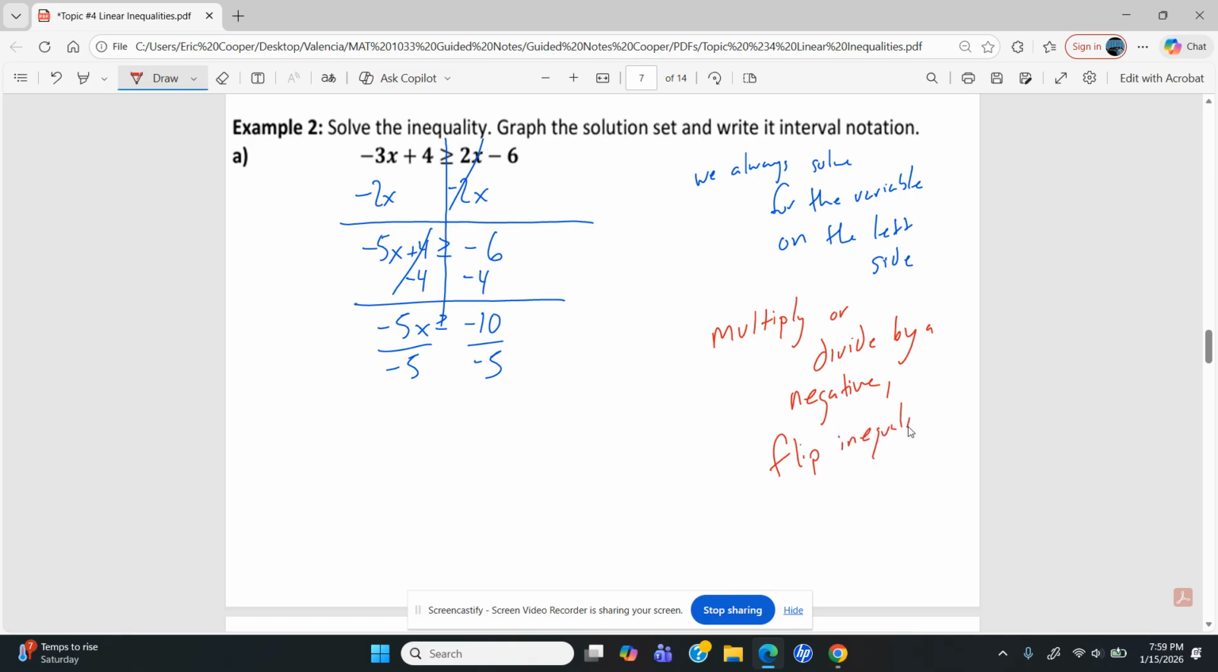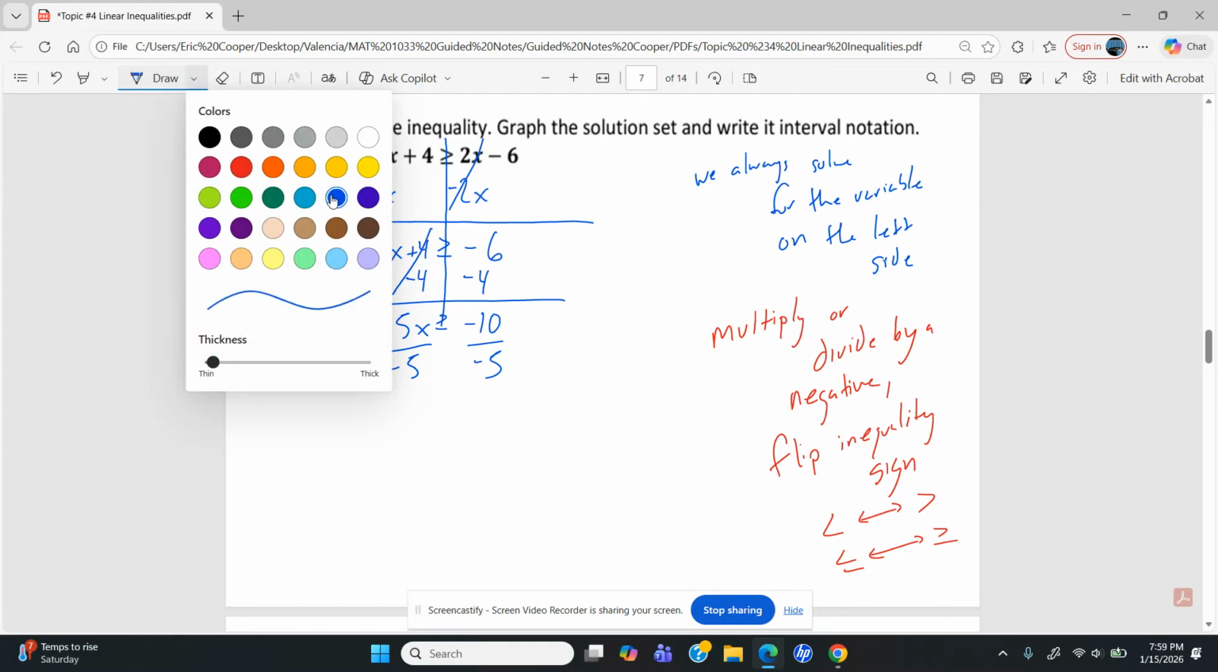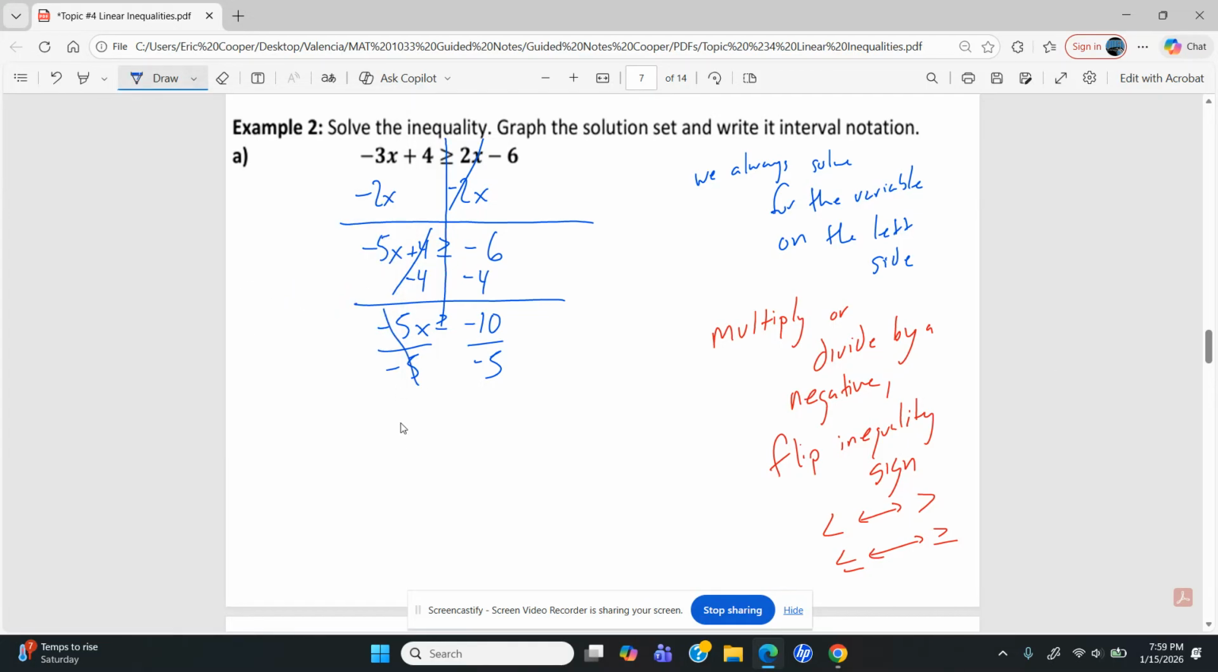Basically what that means is we're going to take the inequality sign for what we have. So for example, if we had less than, it's going to flip to greater than. Or if we have less than or equal to, it will flip to greater than or equal to. Going back to our problem, the negative 5's cancel. I have x here. Negative 10 divided by negative 5 is 2. But now the greater than or equal to becomes less than or equal to. And so my final answer is x is less than or equal to 2.